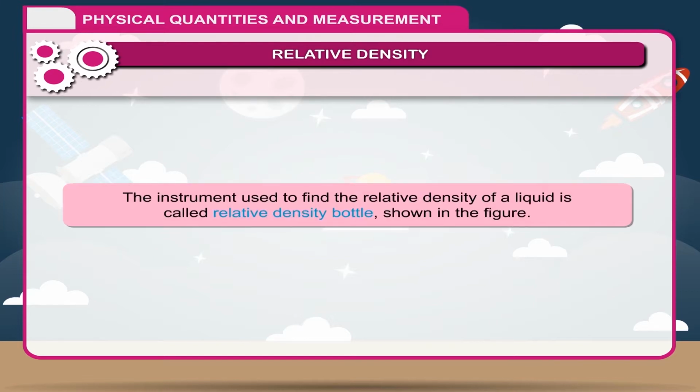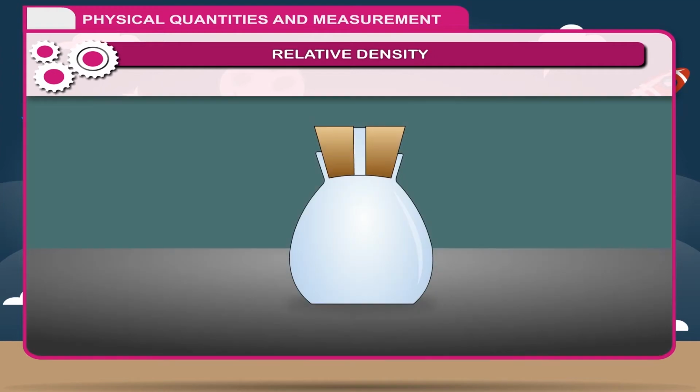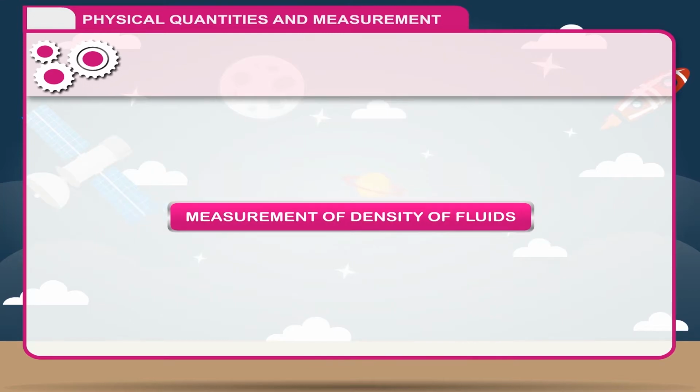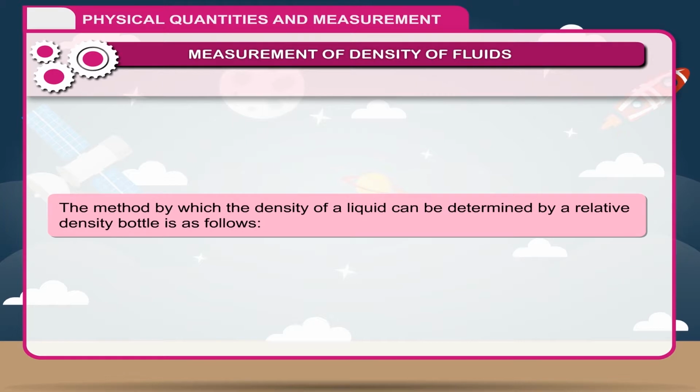The instrument used to find the relative density of a liquid is called relative density bottle, shown in the figure. It is a small glass bottle which has a stopper with a fine hole. This bottle is used to find the mass of equal volumes of liquids. Measurement of density of fluids. The method by which the density of a liquid can be determined by a relative density bottle is as follows.